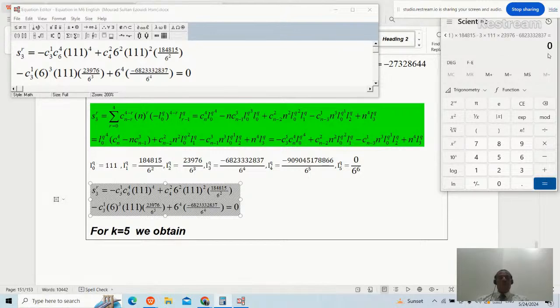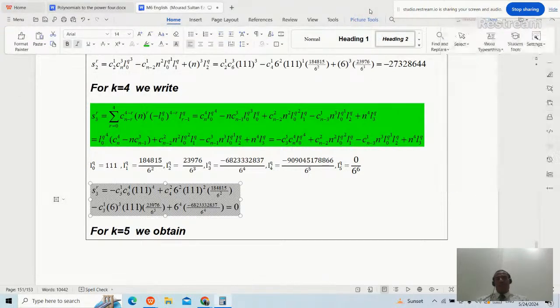So this one is equal to 0. Therefore, the value of S3 is 0. I'll just close this one. Now, I should find the value of S4 when K equal 5.